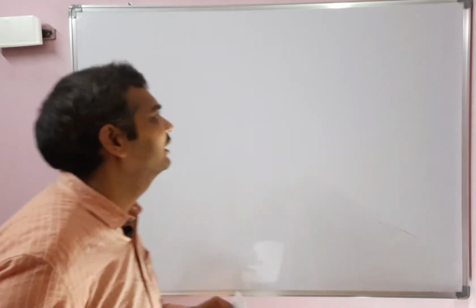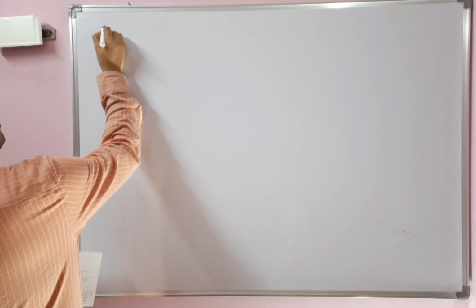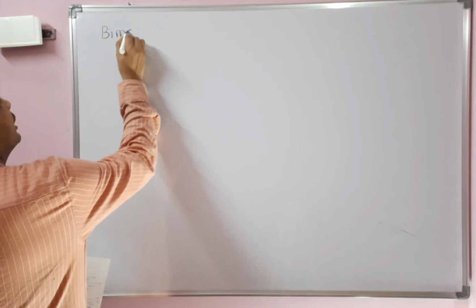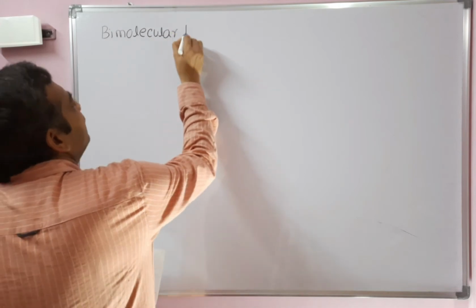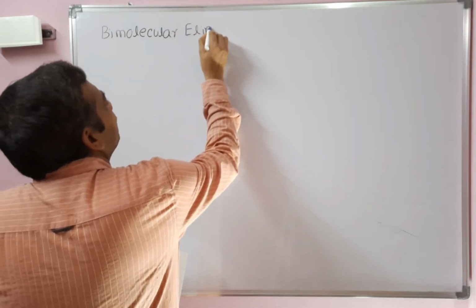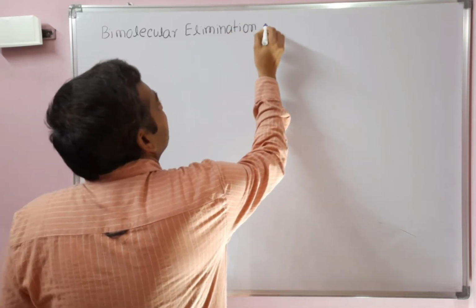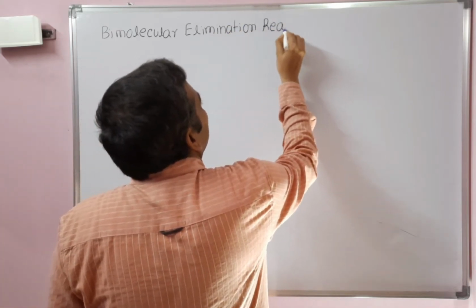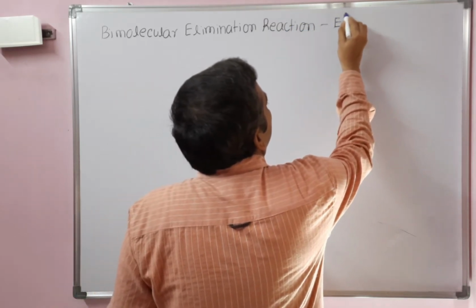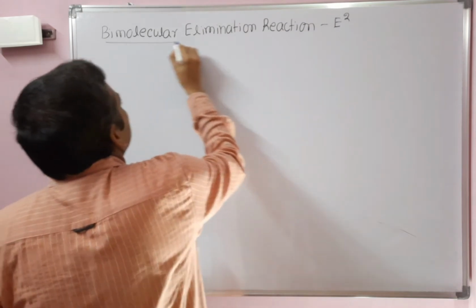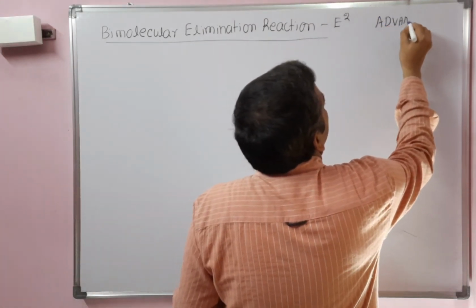So, a very important class. So, take the subheading E2 elimination reaction, bimolecular elimination reactions. Advanced examples we will discuss in this class. It's a continuation class for the previous class. Advanced problems we will discuss.